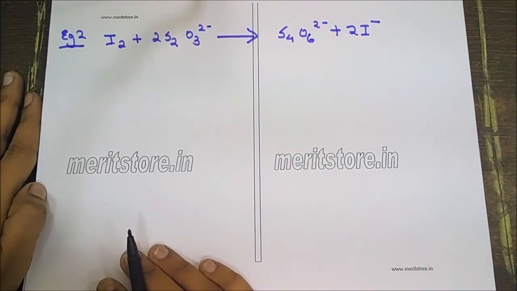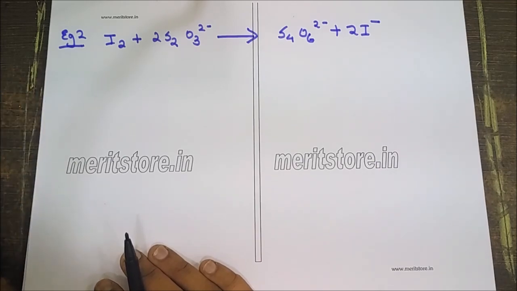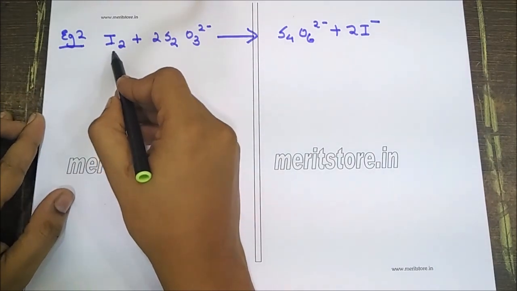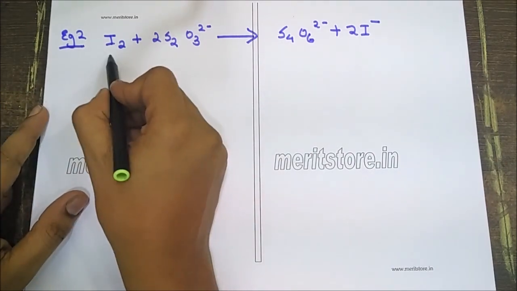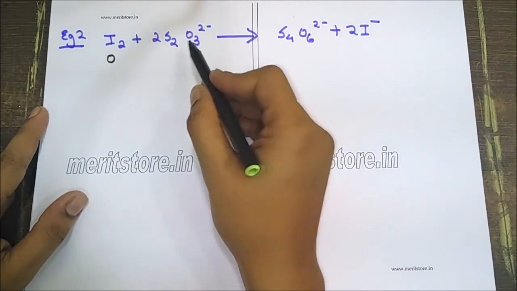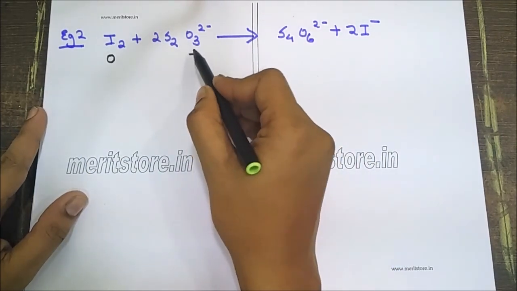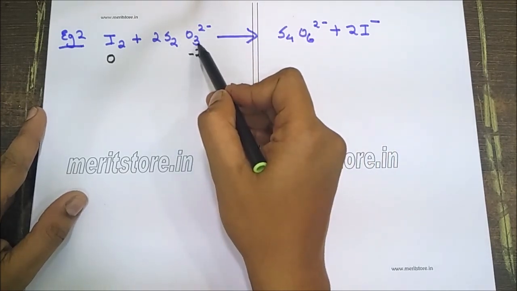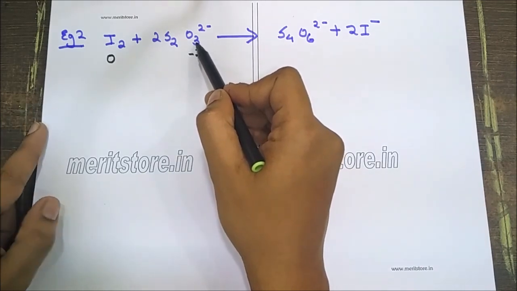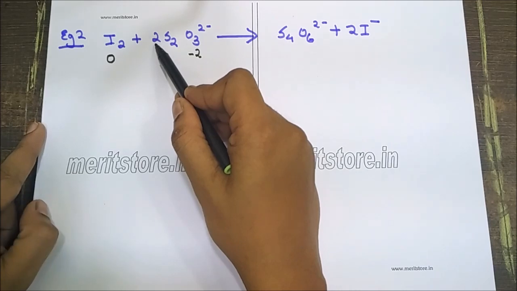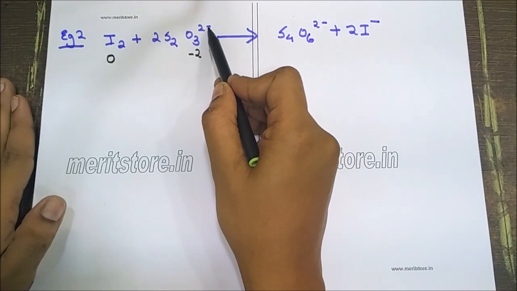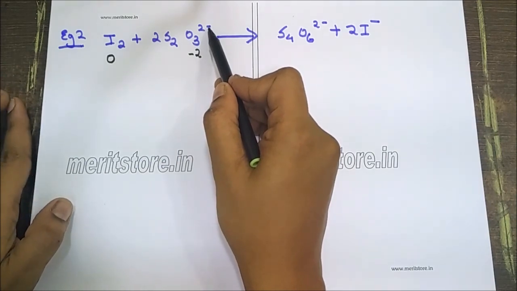So the first step is assigning oxidation number to each atom. Okay. Now the rules say that any atom in a free or uncombined state will have an oxidation number of 0. Oxygen is how much? Minus 2. Each atom is having minus 2. So minus 2, and how many such atoms are there? 3. So minus 2 into 3 would be minus 6. Now minus 6 into 2, so minus 12. Now out of this minus 12, minus 2 charge has to remain. So it has to be minus 10.